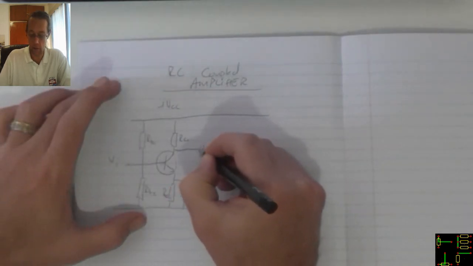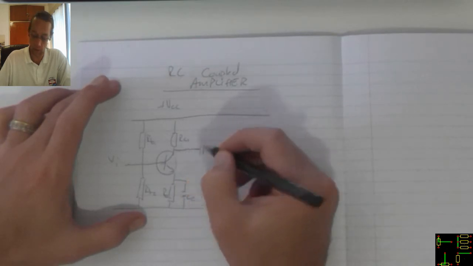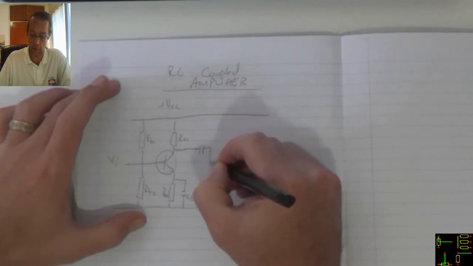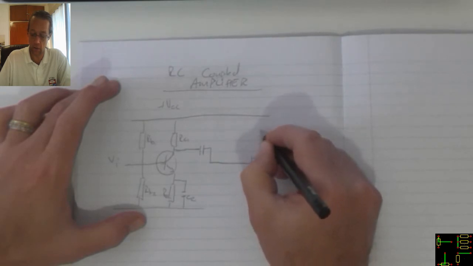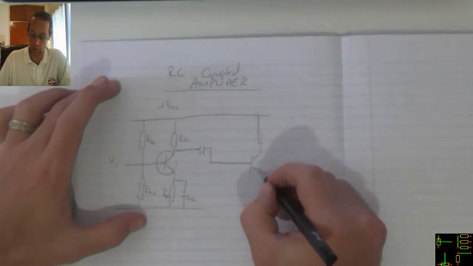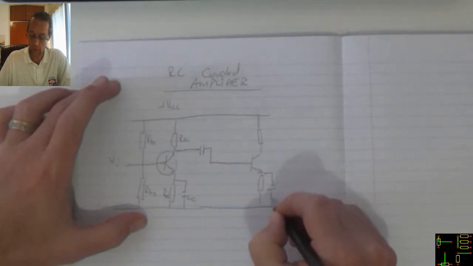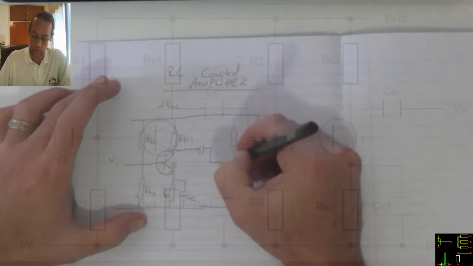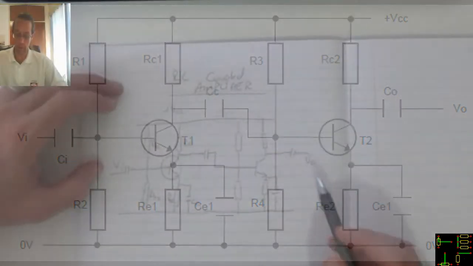Now this capacitor over there will serve as my coupling capacitor between the first stage and the second stage. There again, I just repeat whatever happened over there. Two base resistors, collector resistor, emitter resistor, capacitors, and then there goes to my output. There goes to my input.